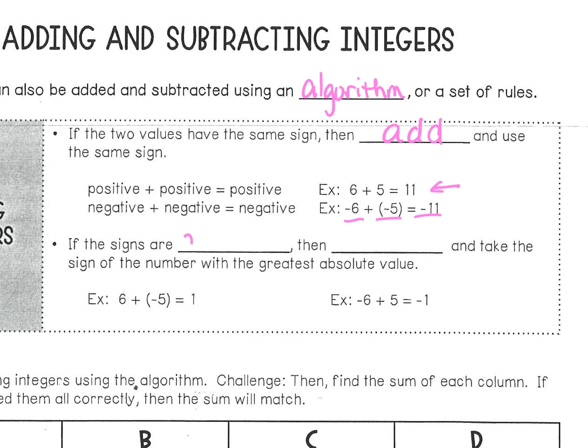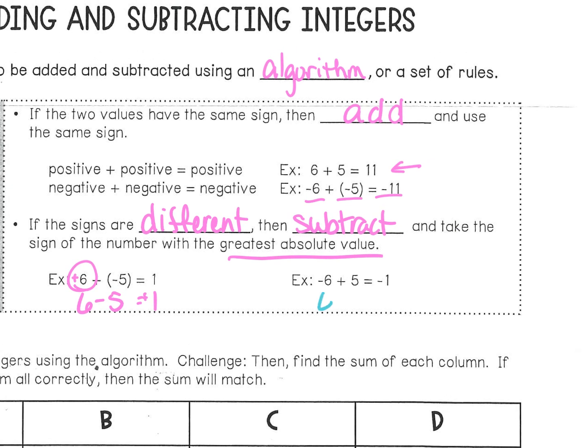Now if the signs are different, then we're going to subtract, and we're going to take the sign of the greatest absolute value. So if we look at the bigger number without the signs, this one would be 6 minus 5, which is 1. Because the 6 is bigger and it's positive, this is going to be a positive 1. But with this one, we go 6 minus 5, which is 1, but since the 6 is bigger than 5 without the sign, and the 6 is negative, it's negative 1.